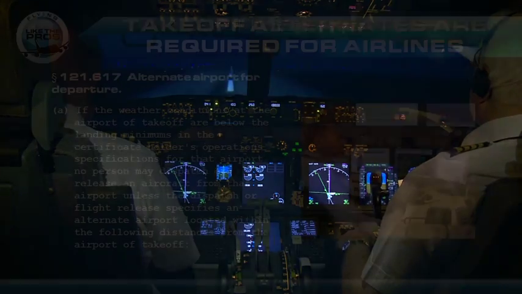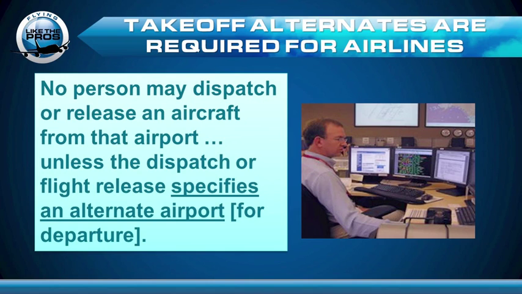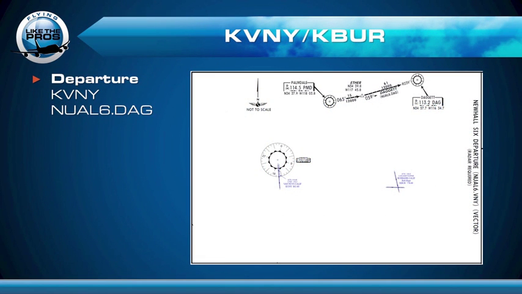When we look at the regulations for airline operations in the United States, it says in so many words, no person may dispatch or release an aircraft from that airport unless the dispatch or flight release specifies an alternate airport. When we look at the charter regulations in the United States, they say in so many words, no person may take off an aircraft under IFR unless there is an alternate airport. So look folks, if it's good enough for the pros, it's certainly good enough for us.